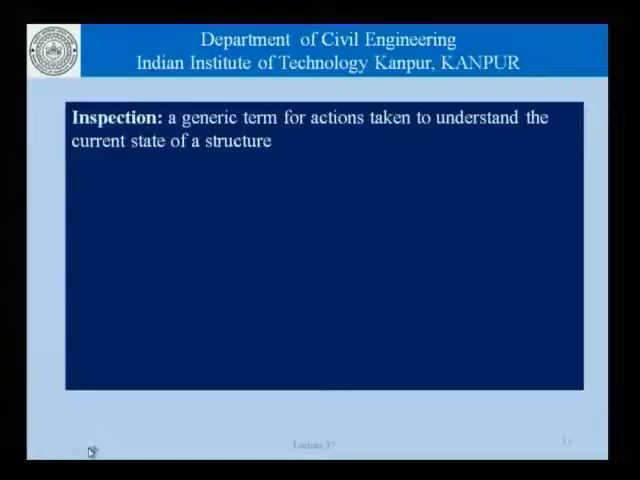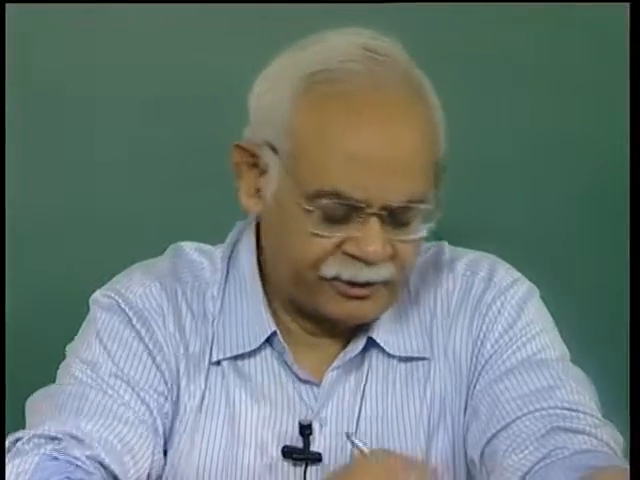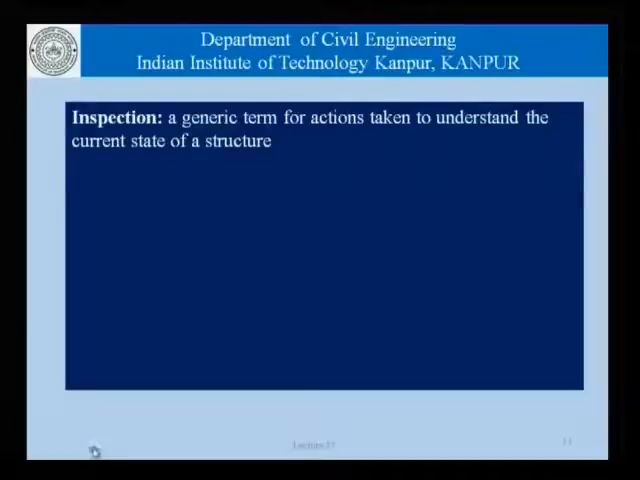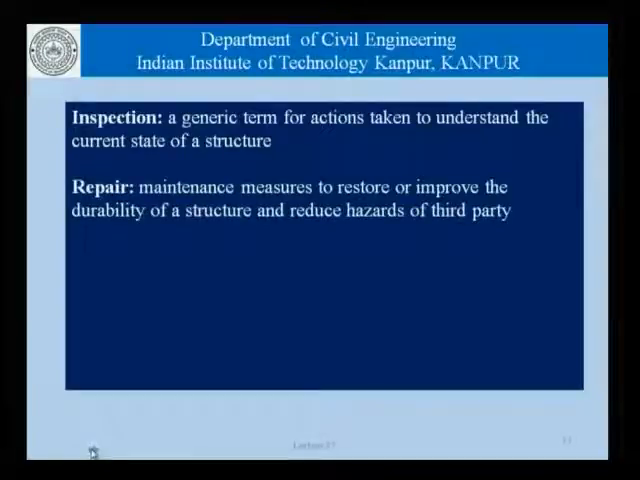Now, if we look at a more rigorous definition of some of these terms, inspection could be defined as a generic term for actions taken to understand the current state of a structure. Those actions could be simply visually inspecting the structure, or carrying out a Schmidt-Hammer test or an ultrasonic pulse velocity test. It could be carrying out a load test, it could be carrying out infrared thermal imaging. Repair is a term which could be used for maintenance measures to restore or improve the durability of a structure and reduce hazards to third party.